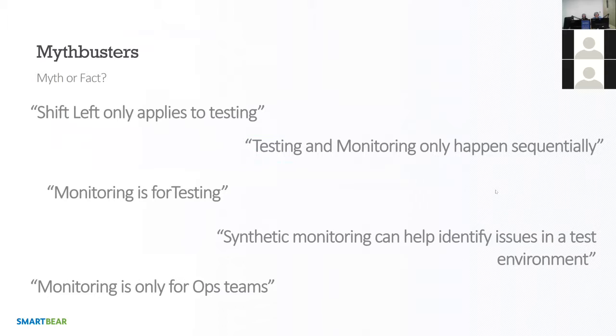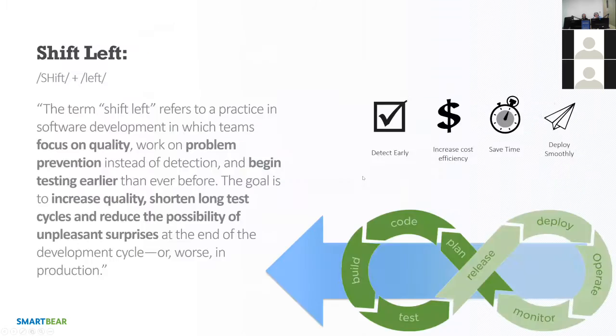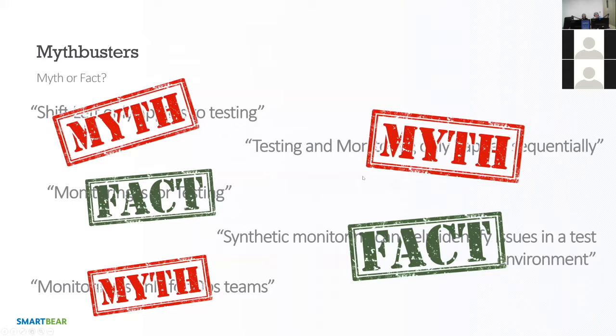Real quick, we're going to go bust some myths. Here are some phrases that you hear often: shift left only applies to testing. Testing and monitoring have to happen sequentially. Monitoring is for testing. Synthetic monitoring can help identify issues in a test environment. And monitoring is only for ops teams. Now, find out what's real and what's fake.